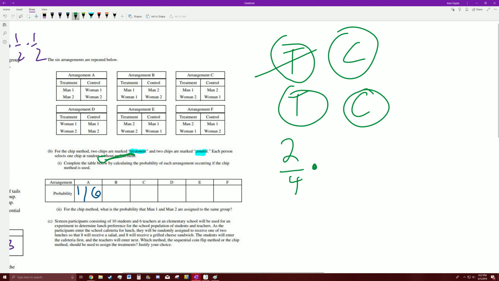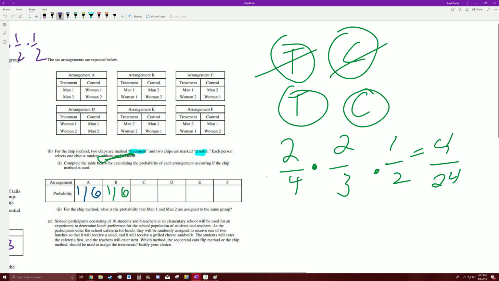and then man 2 goes up and he picks a control where there was a 2 out of 3 chance he picks the control. And then now it's woman 1's turn, and she has a 1 out of 2 chance of picking either T or C, and she got T. So 2 times 2 is 4. 4 times 3 is 12. Times 2 is 24. 4/24 is just 1/6.